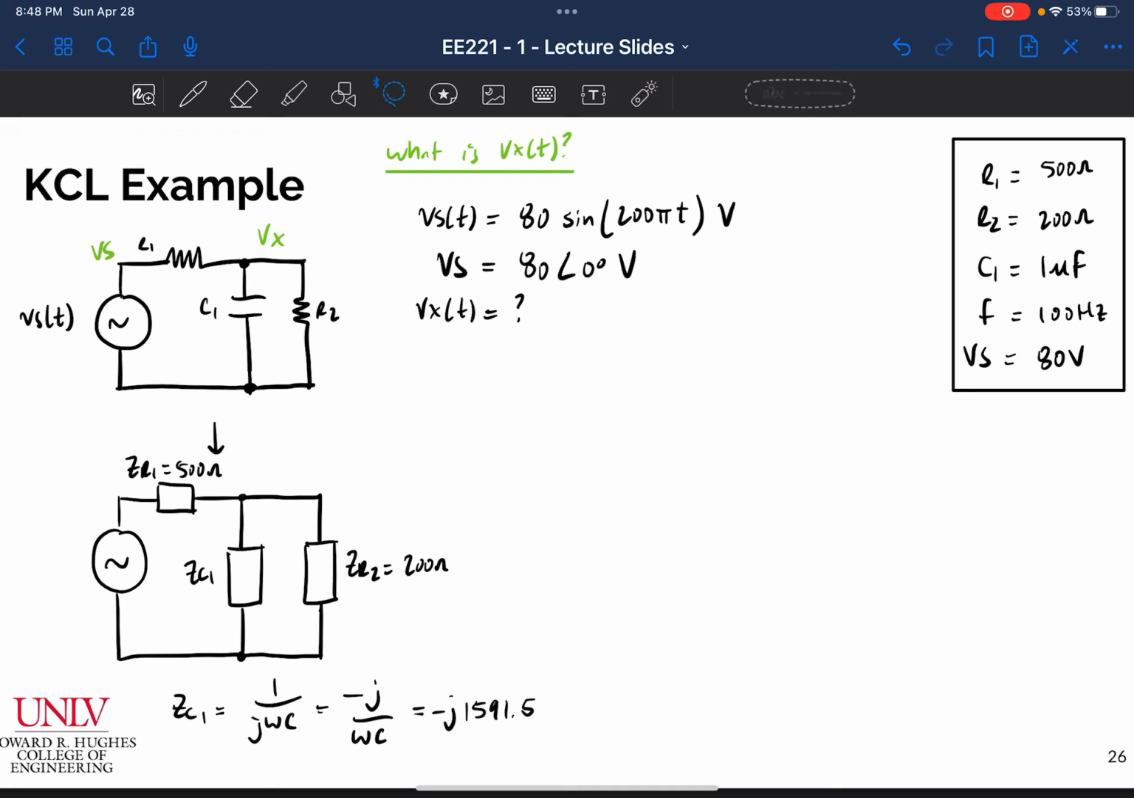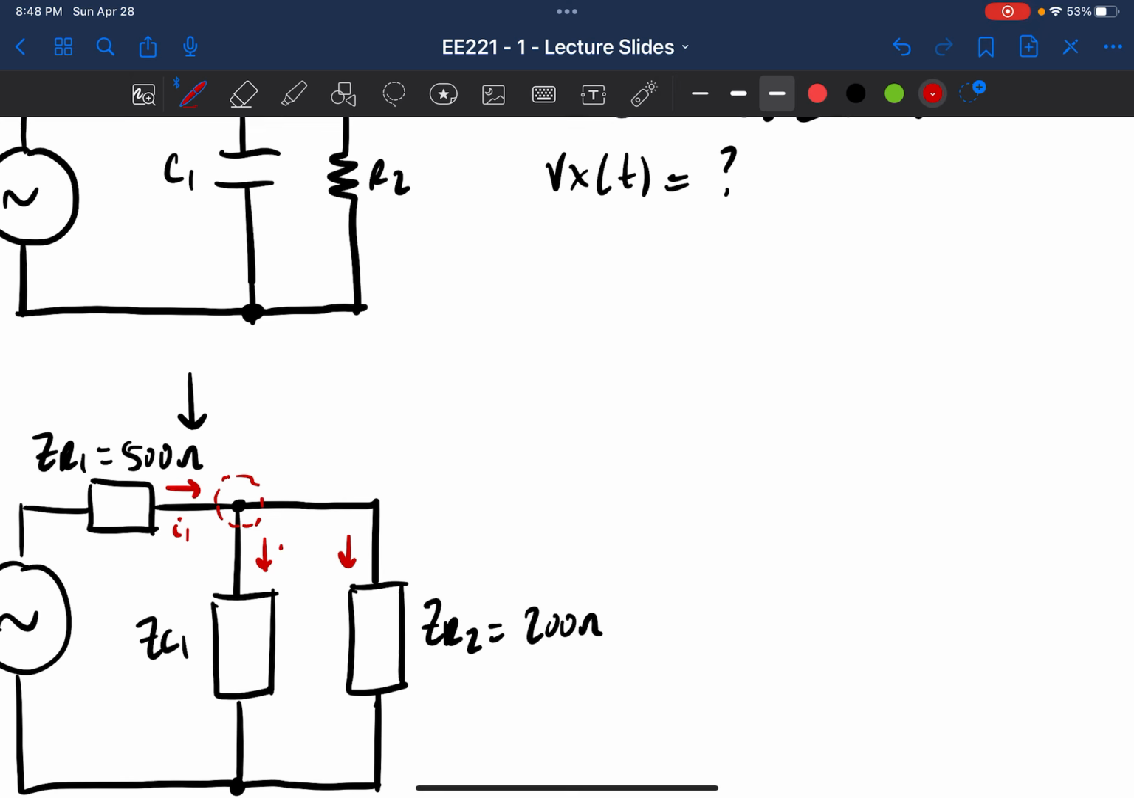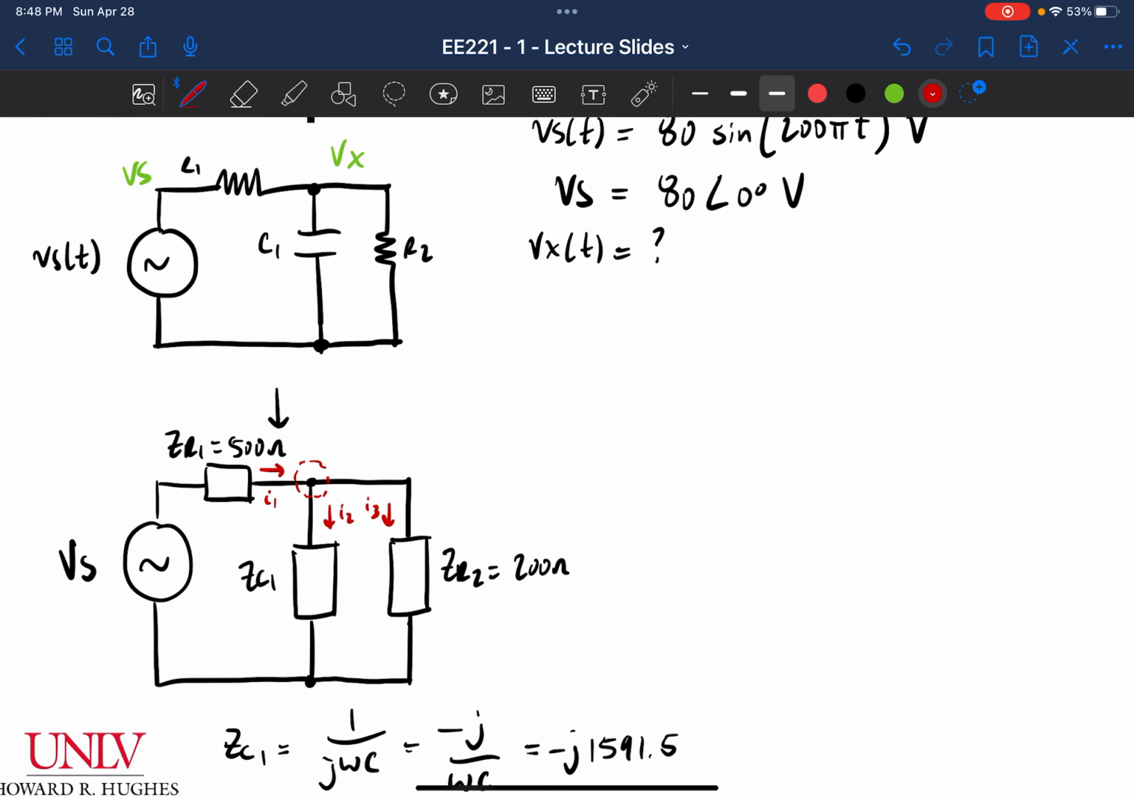And so now hopefully you recognize, of course this is my phasor Vs, that I can use KCL at this node. I've got a current that's going to flow into this node, and then I've got two currents that are going to break out of that node. I can call them I1, I2, and I3 if I really want to, but we could also just go right for writing the equation. Of course, this is Vs of t, this is Vx of t, but we're in the phasor domain, so let's just keep it as capital VS and capital VX for now.